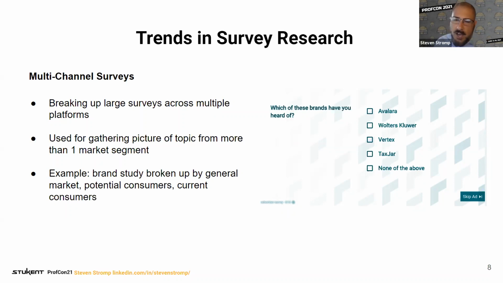So it's about tax software. Sorry, it's a little boring. I was hoping for something more exciting, but it was the first one that came up. And I don't know any of these tax software brands, so I would actually click none of the above. But this is an example of doing this across multiple platforms and pulling it together at the end when things are a little more holistic. So I think the key here is getting a more holistic picture from all of your market segments.